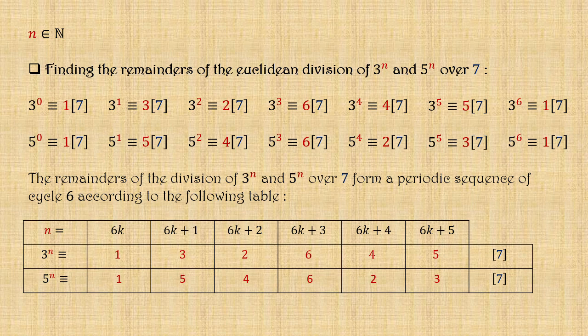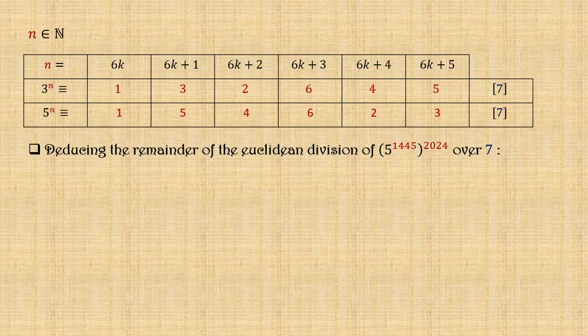Now, let's deduce the remainder of the Euclidean division of 5 to the power of 1445, all to the power of 2024, over 7. So, as 5 to the power of 1445 can be written as 5 to the power of 6 times 240 plus 5, we deduce, according to the table, that this power of 5 fits into the value 6k plus 5 for n, which means that 5 to the power of 1445 is congruent to 3 modulo 7.